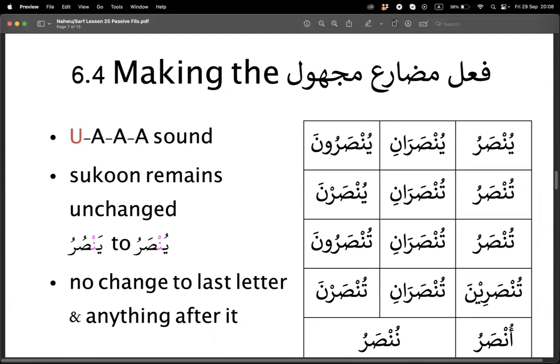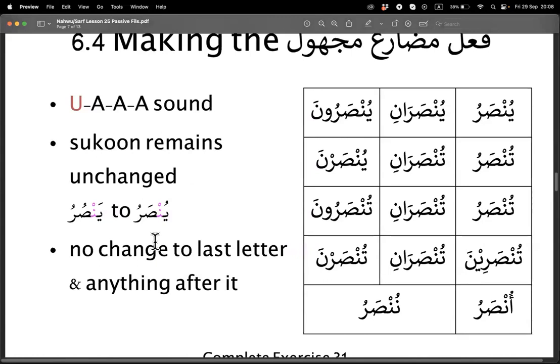Okay, so if a word is short, for example, this one, it was yansuru, right? Same thing: the ra and the last letter and anything after that you don't change. So you have u on the ya and the sad to change. You don't change sukun also. So you have two, so you have u a sound. Okay, but the next word is longer. This is still UA. Wait, why don't I have a long one? Why do I have this here? Okay, so yes, we will do later.